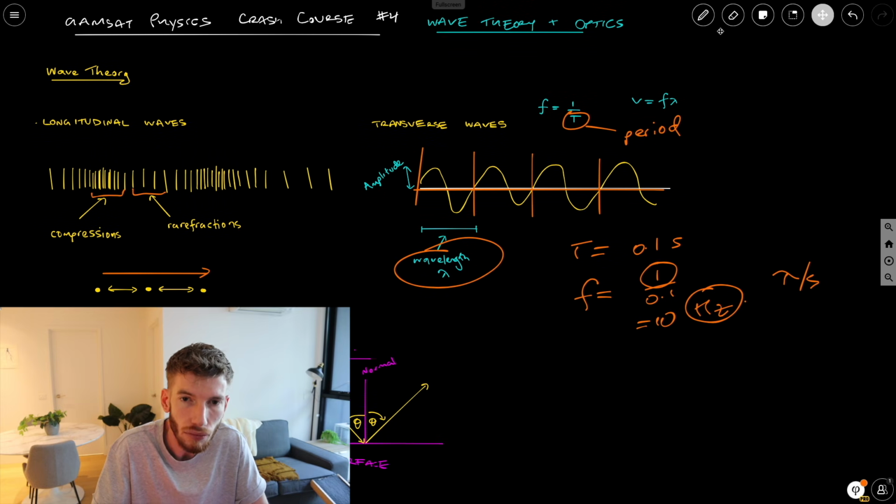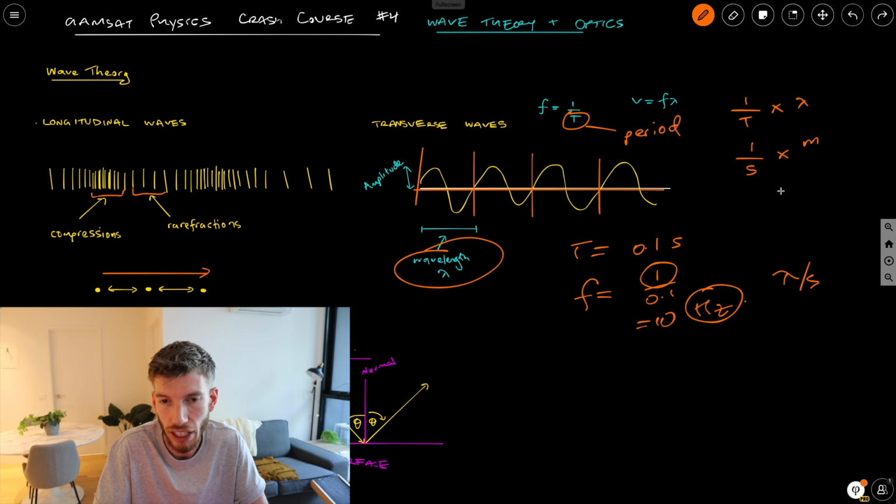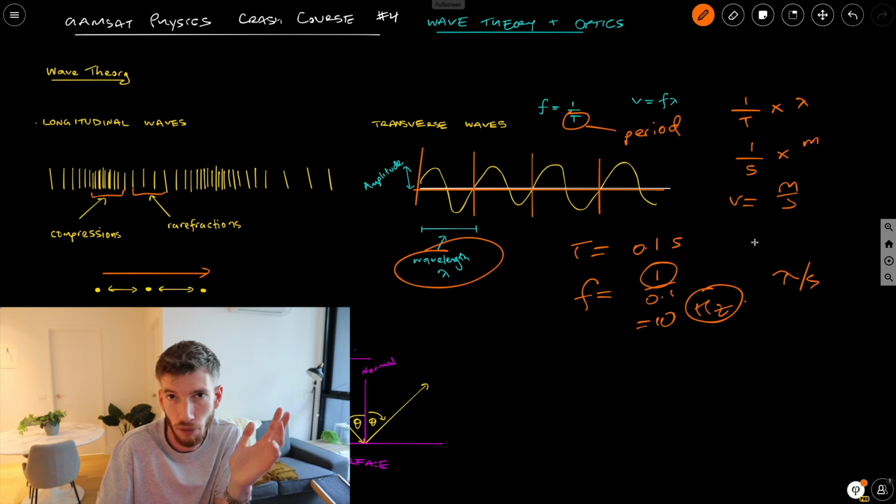Cool. And then finally, we have velocity is equal to frequency times lambda, or wavelength. So if you think about it again, frequency is measured as 1 per time, times the wavelength. If we put the units in, 1 per second times meters, then if we multiply those together, we get meters per second, which is the measurement of velocity. So that's how I always remember the rules.